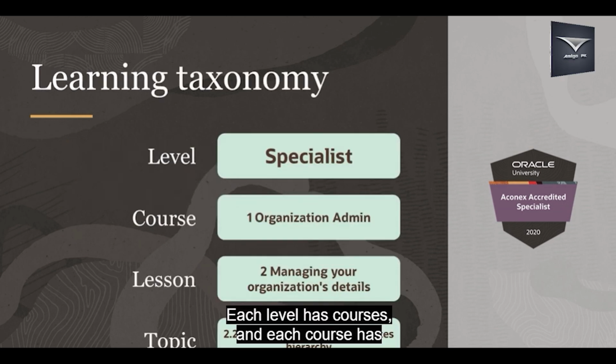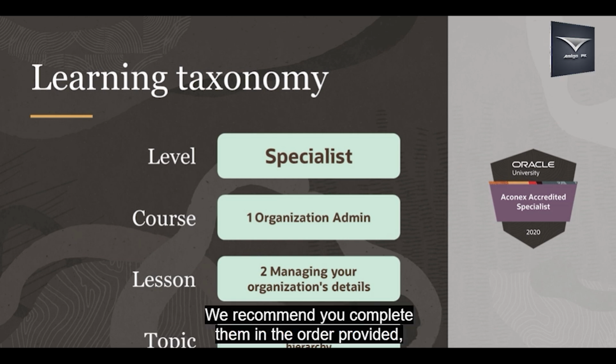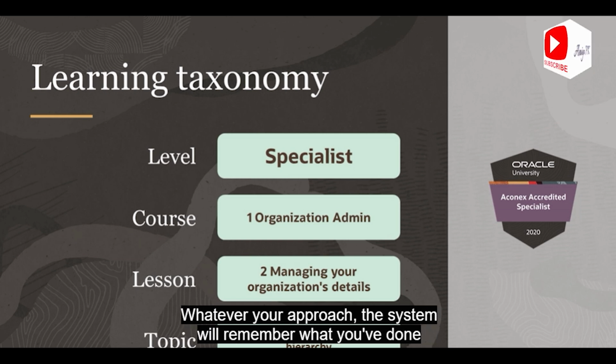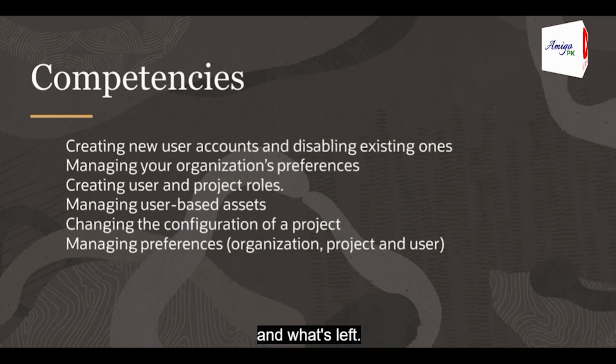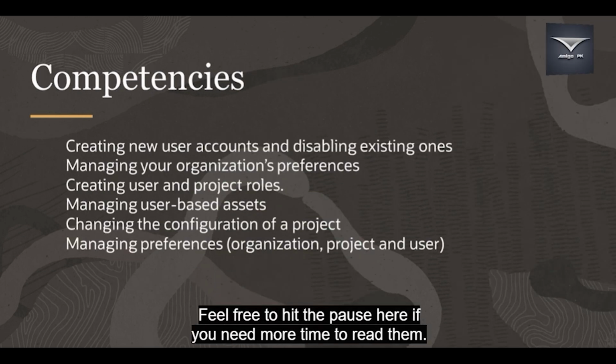Each level has courses, and each course has a number of lessons and related topics. We recommend you complete them in the order provided, but you can also jump around and complete anything that interests you. Whatever your approach, the system will remember what you've done and what's left. Here are the key competencies you'll have when you complete the specialist learning. Feel free to hit the pause here if you need more time to read them.